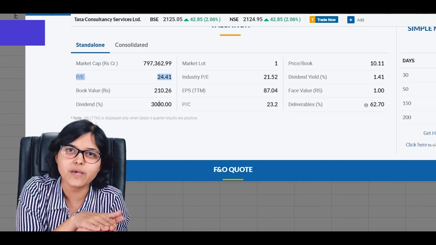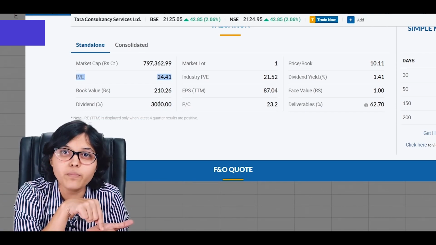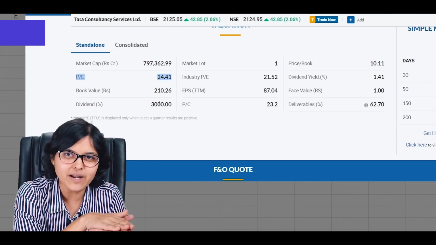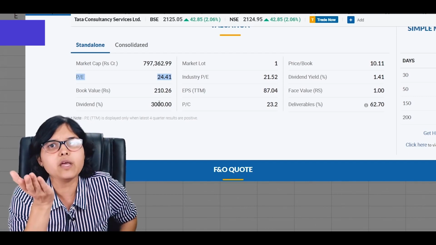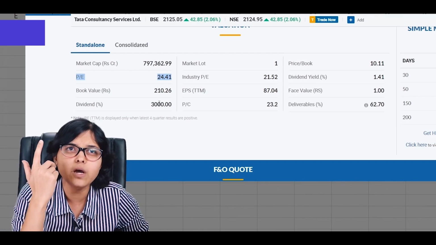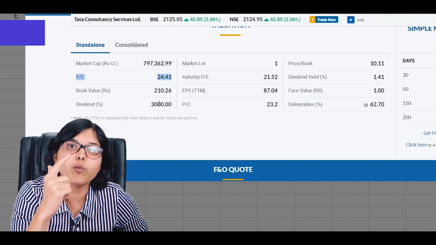So please be sure on this. Just because it is a lower PE ratio, does it mean you have to go ahead and buy? No. A lower PE ratio could be because of bad news which is coming around the company. And simultaneously, a higher PE ratio does not necessarily mean that it is expensive. It could mean that the company is so amazing that people are ready to pay more also.